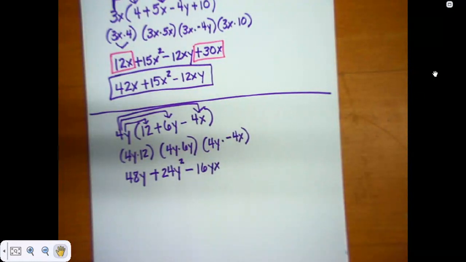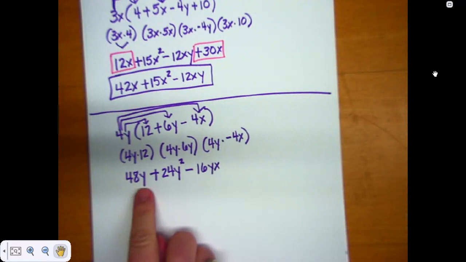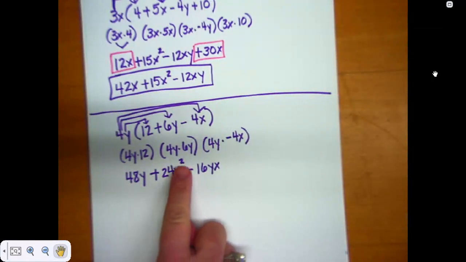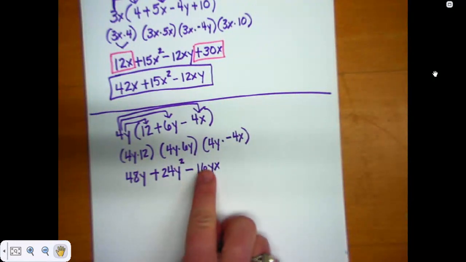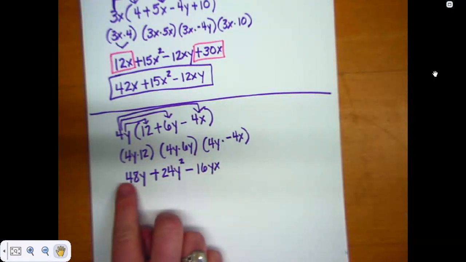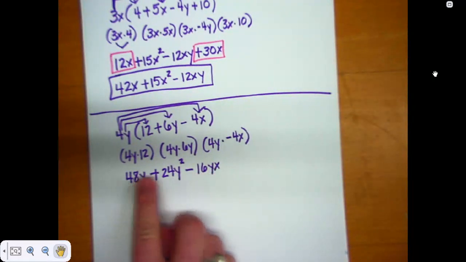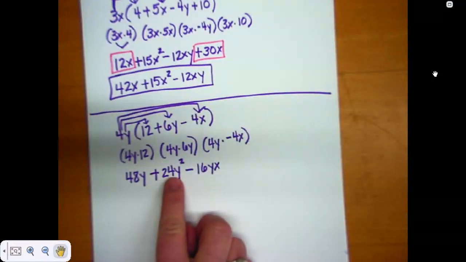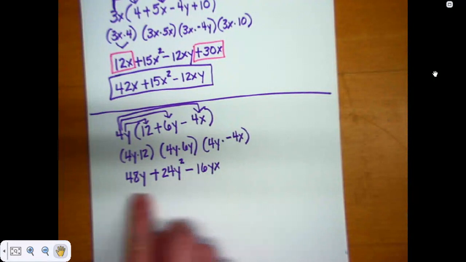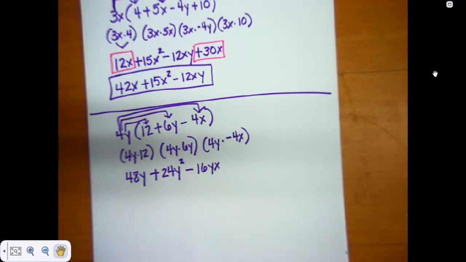So I'm going to look to see if I have any like terms. I see that I have a y here. I also have a y here, but I notice it's a y squared, so that is not the same. And I have a y here, but it's a yx, so that is not the same. I have no like terms with y. I have no like terms with y squared, and I have no like terms with yx. So this is my most simplified version.